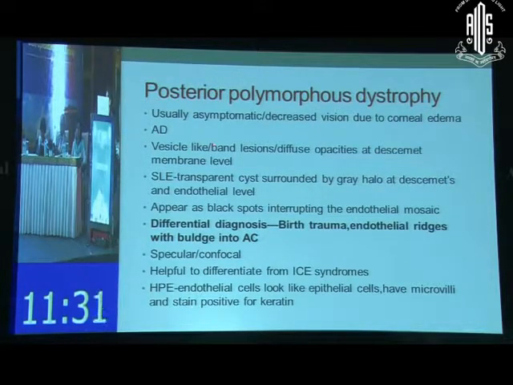Other important dystrophy is the posterior polymorphous dystrophy, which is usually asymptomatic, and you get multiple vesicle or band-like lesions which are there in the endothelium. It's important to differentiate these lesions from ICE syndromes. If you do the confocal, you can see these kind of multiple vesicles. Again, they're not from books, this is from the patient's confocal. You get these kind of vesicles on the surface of the endothelium.